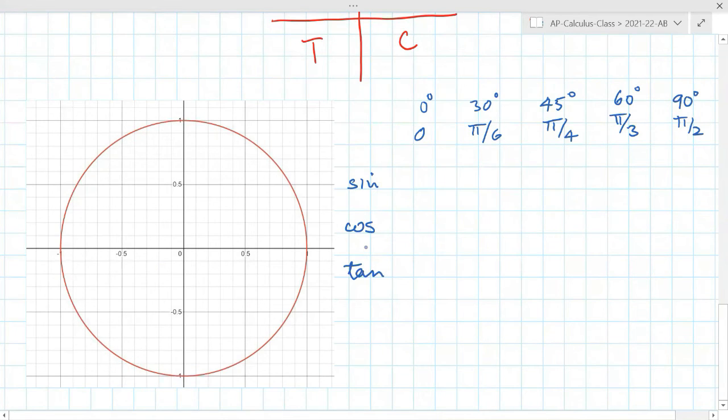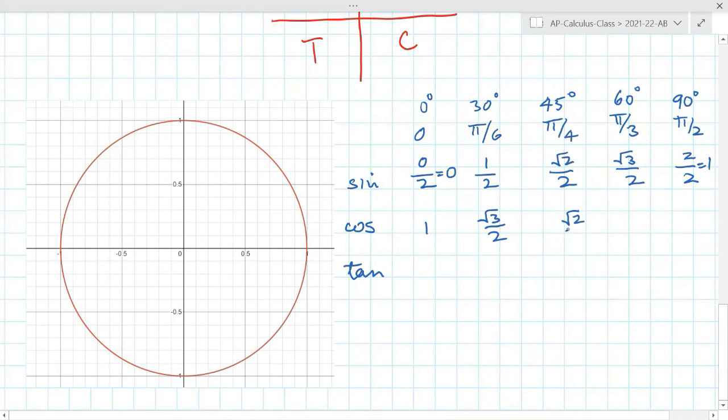Okay, so for sine, you write over 2 for all of these. And it is root 0, which is 0, root 1 is 1, root 2 is root 2, root 3, and root 4 is 2. Right? So that makes this 1 and this one is 0. And cosine goes in the reverse order. So 1, root 3 over 2, root 2 over 2, 1 over 2, and 0.